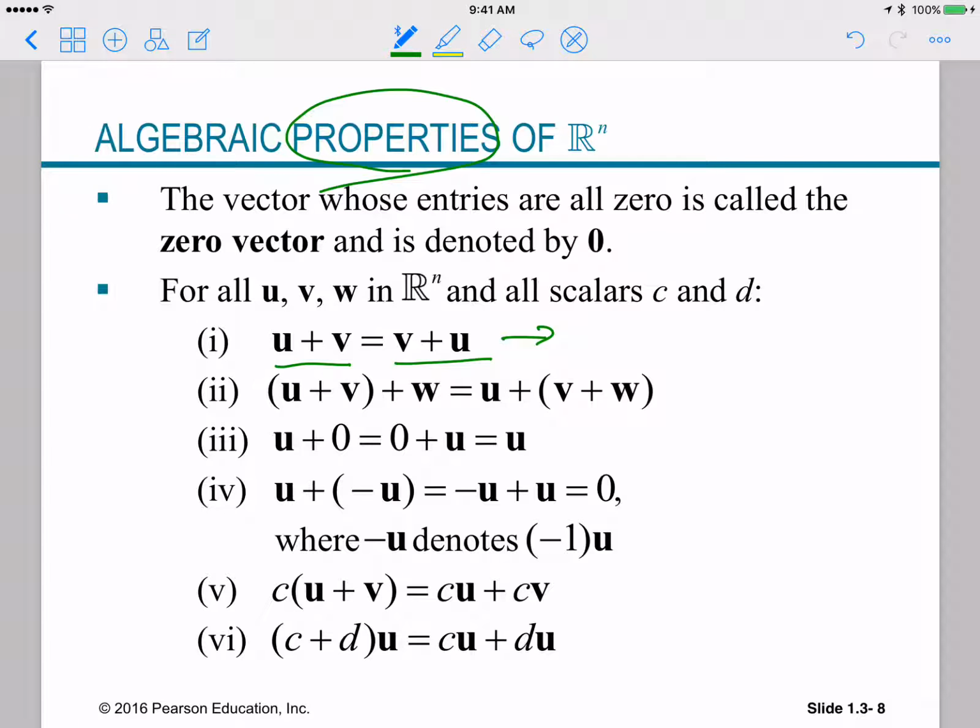Gwan bopchik. What is the gwan bopchik in Korean? Sorry, in English. Yeah, commutative law. Commutative law. Commute. Yeah, so this word, what's the meaning of it?